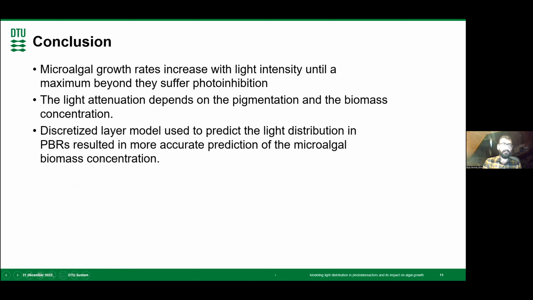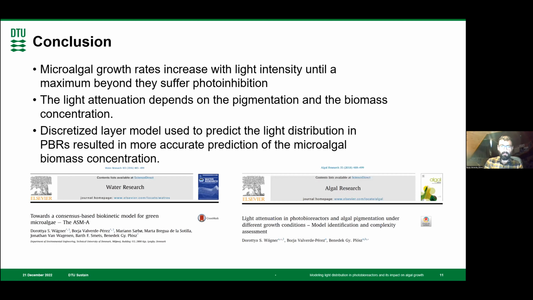And then finally, what we saw is that when you discretize your photobioreactor to predict the distribution of light intensity, you get much more accurate predictions of the microalgal biomass concentration, especially. This research has been published in these two papers that you're welcome to go and check if you want to learn more details. Else, you can ask me today.